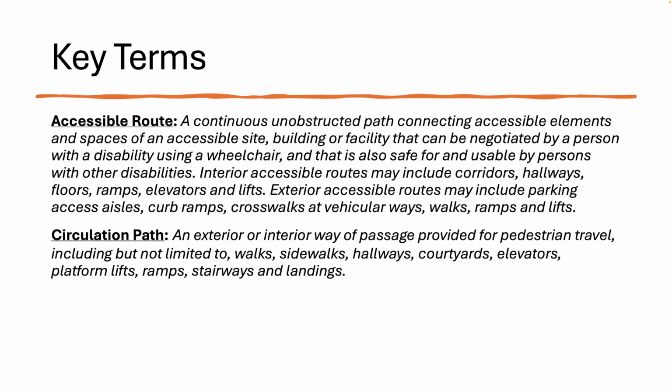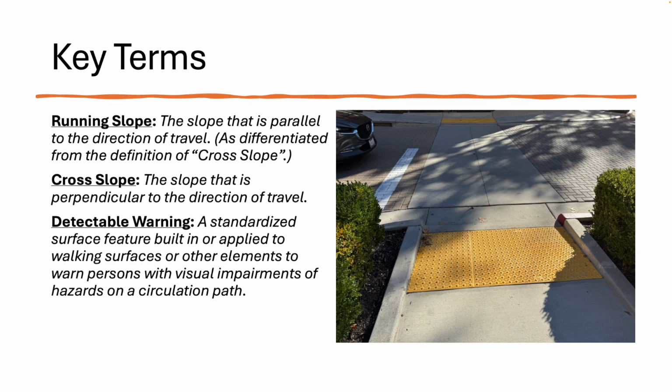Another key term, circulation path. An exterior or interior way of passage provided for pedestrian travel, including but not limited to walks, sidewalks, hallways, courtyards, elevators, platform lifts, ramps, stairways, and landings. A couple more. This is the last slide of key terms. Running slope: the slope that is parallel to the direction of travel. Cross slope: the slope that is perpendicular to the direction of travel.